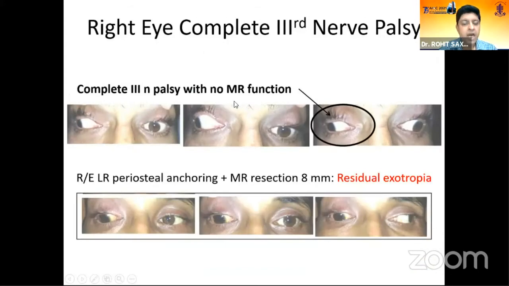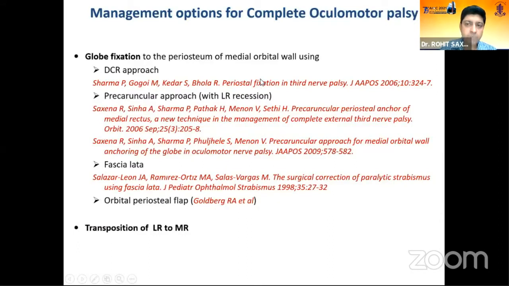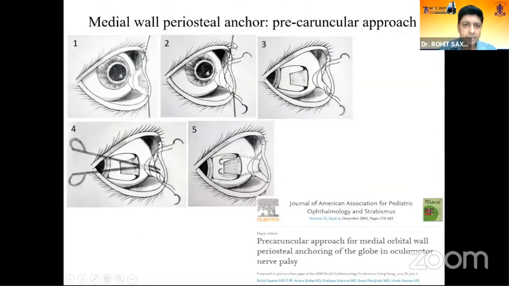a seeing patient. However, if there is very, very poor medial rectus function, you can see that there is hardly any medial rectus function, and despite a large resection along with the periosteal fixation of the lateral rectus, the outcomes are not very good. So in these cases, your options now shift to the medial side, where you have two broad options of globe fixating procedures onto the medial periosteum, or a transposition of the lateral rectus, the only rectus that is actually functional, to the medial side.